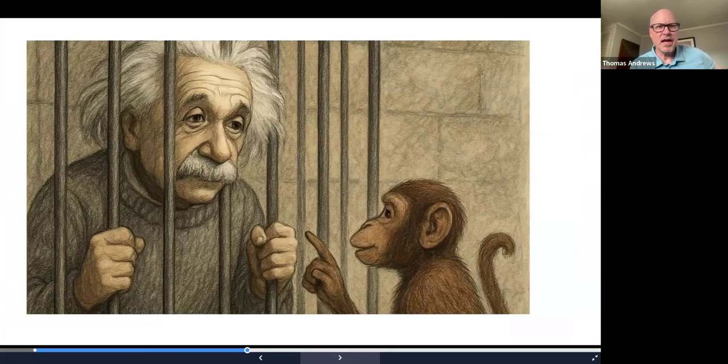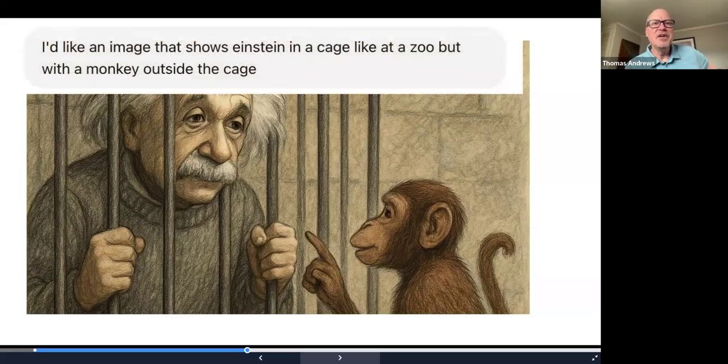Probably not, because I had the bot generate this image this morning for me. I just asked it, give me an image that shows Einstein in a cage, like at a zoo, but with the monkey on the outside of the cage. And so it generated this image for me. It took a couple of minutes. I was like, man, that's pretty cool. But does anybody see a problem with that image?